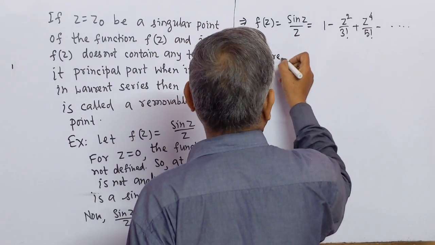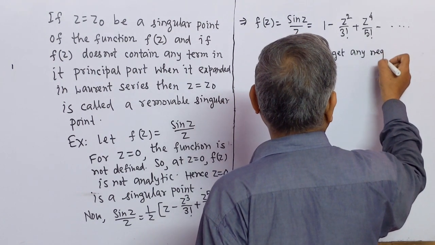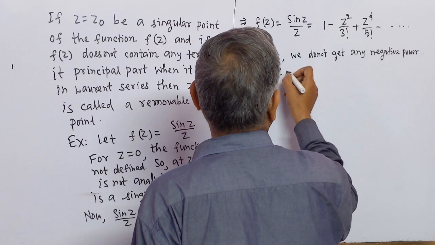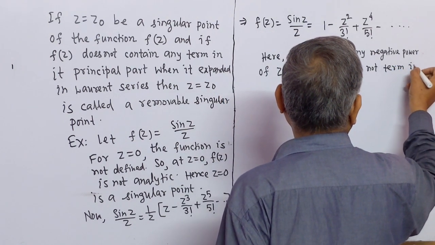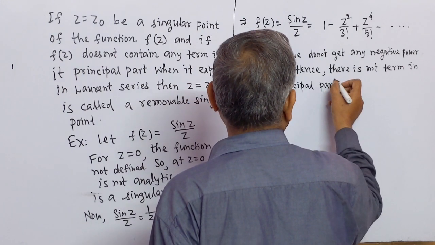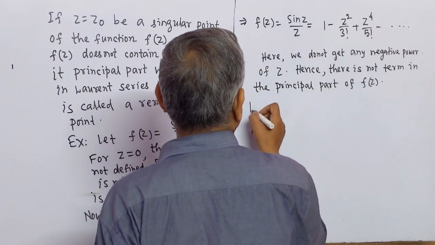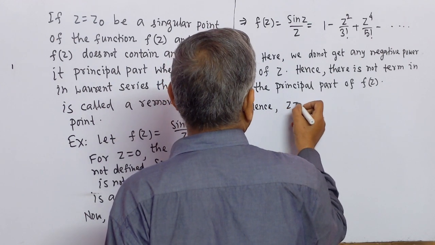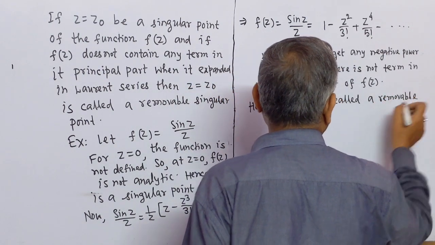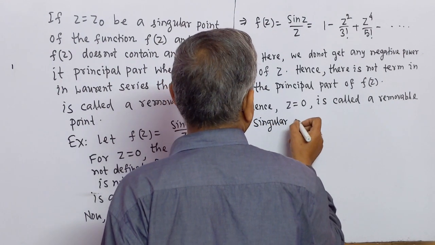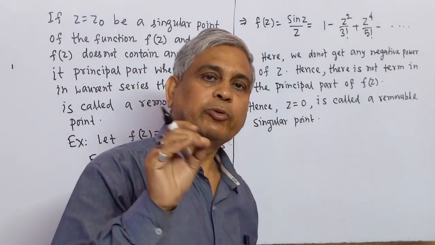Here we do not get any negative power of z, hence there is no term in the principal part of function of z. Hence z equal to 0 is called a removable singular point. In this case, z equal to 0 is called a removable singular point.